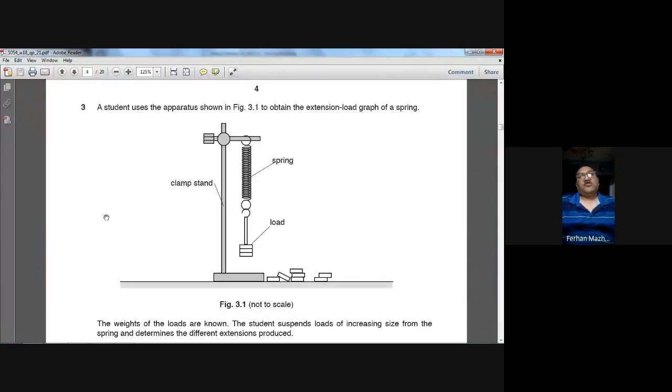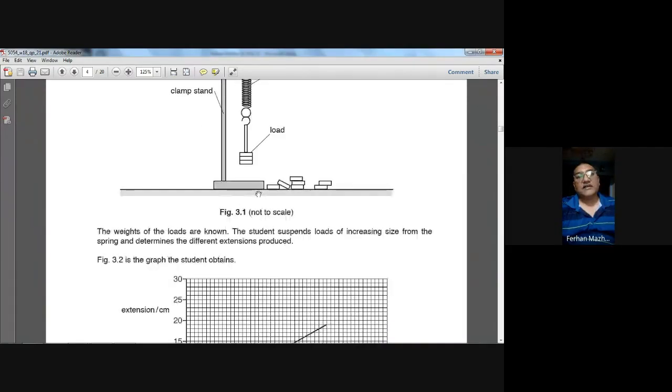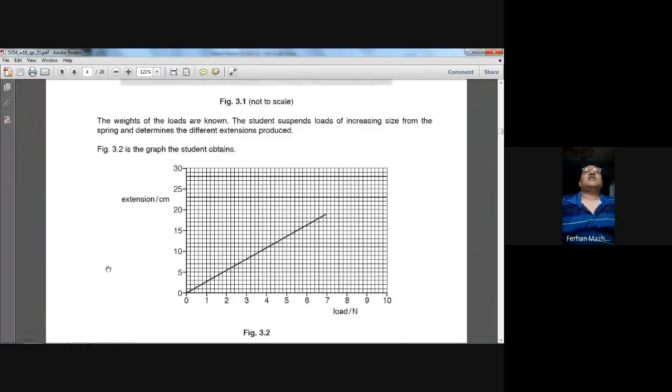On your screen, we have question number 3. A student uses the apparatus shown in figure 3.1 to obtain the extension load graph of a spring. So you can see on the figure, we have a stand, and with that stand a spring is hung, and with the spring we are hanging different loads. By knowing the length, we can calculate the extension. The weights of the loads are known.